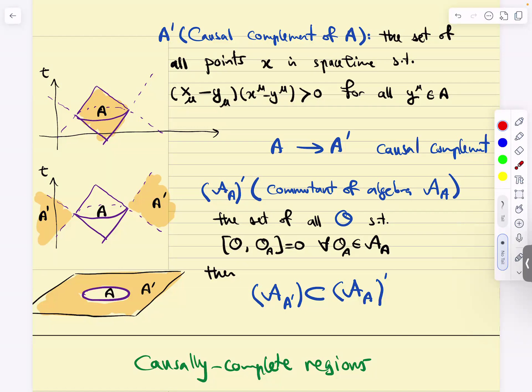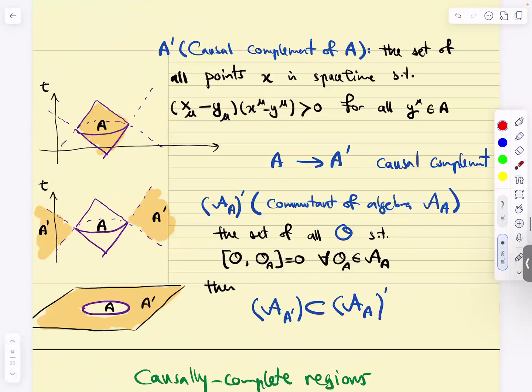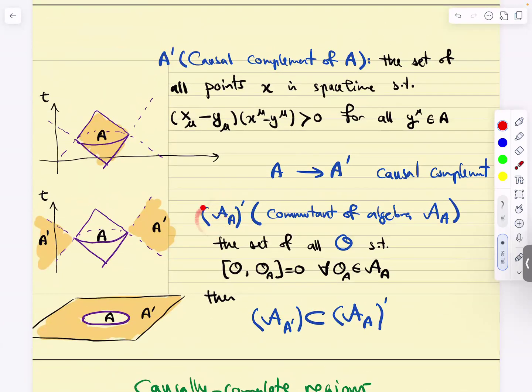Now, to an algebra, there also exists a similar notion. So here we associate to A an algebra of A. So think of quantum field theory as a map from regions to algebras. Now, there is a similar relation called the commutant. The commutant is the set of all operators on the Hilbert space that commute with all observables that are related to this region.